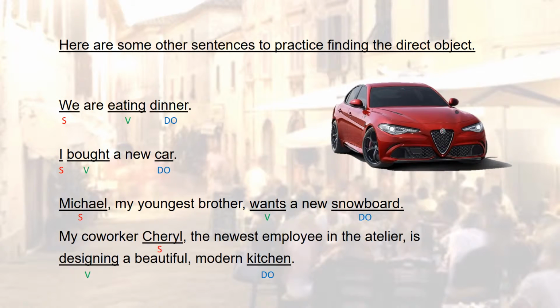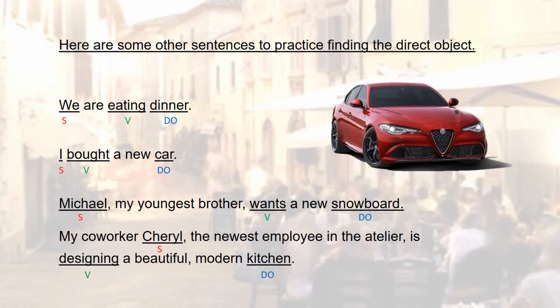Let's take a look at some other sentences and practice finding the direct object. The first sentence is, we are eating dinner. Let's start by finding the subject. The subject of the sentence is we. We are the ones that are doing something. Therefore, we is the subject. Well, we're doing something. What is it that we're doing? We're eating. Eating is the verb in the sentence.